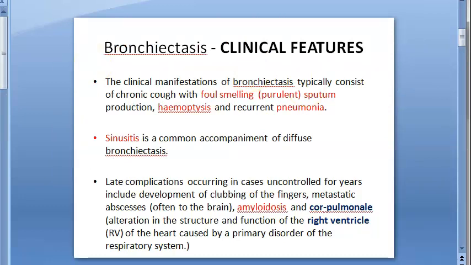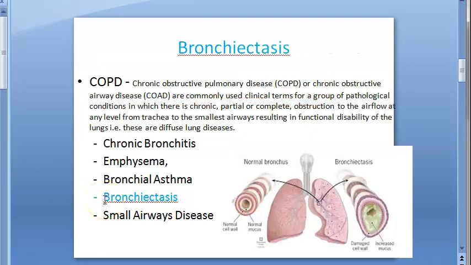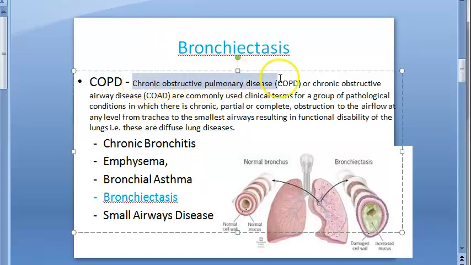Now, what exactly is bronchiectasis? Bronchiectasis is a COPD, a chronic obstructive pulmonary disease. It can also be called chronic obstructive airway disease. There are a lot of examples of COPD, like chronic bronchitis, emphysema, bronchial asthma, bronchiectasis, and small airway disease. All these are COPD.